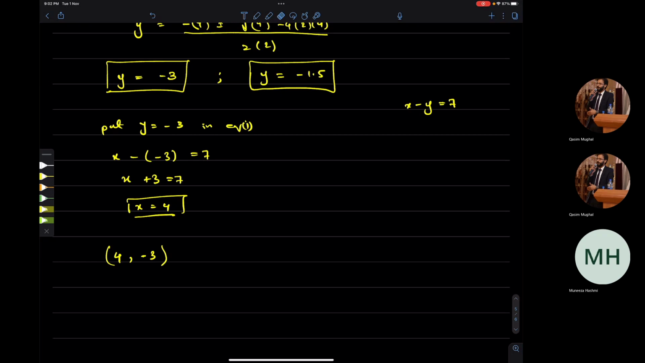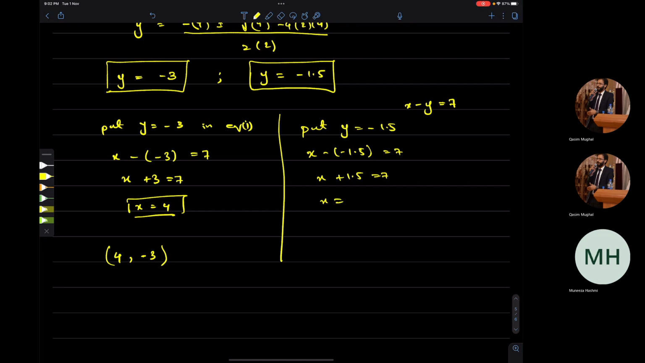And for another one, I'm going to put y equals -1.5 in the same equation. So x minus (-1.5) equals 7, x plus 1.5 equals 7, and x equals 7 minus 1.5, which is 5.5. So when x is 5.5, y is -1.5. So that's another solution. So we've got four values here, two values of x and two values of y.